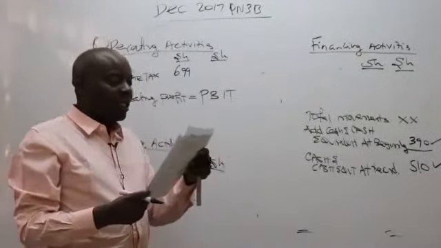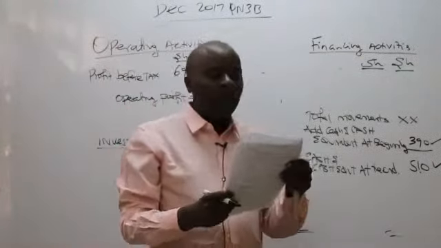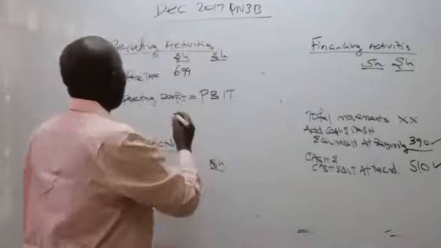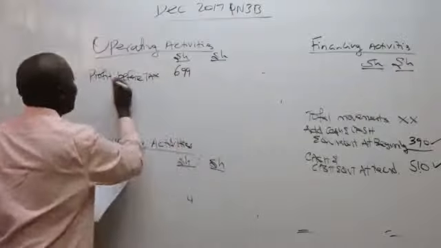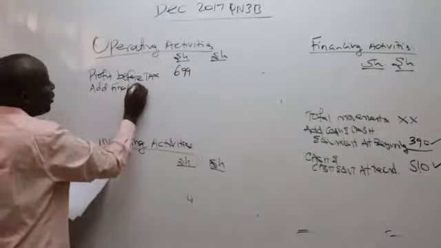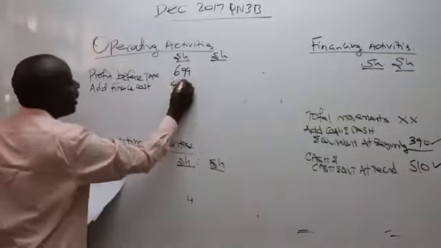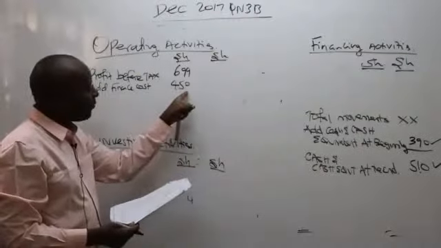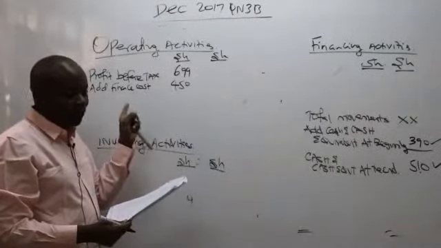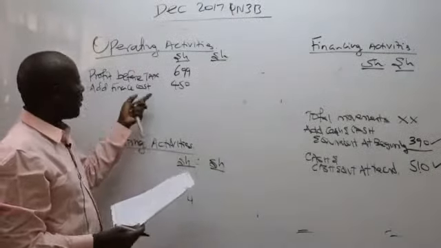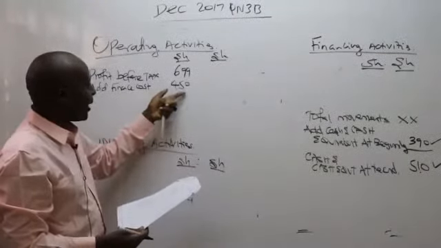If you look at the income statement, they have given us the finance what? They have given us the finance cost. So come here and add the finance cost here. The finance cost they are telling me here is 450. If you wish, you can go ahead and add it to give us what we call profit before interest and tax, if you wish. But the good thing is you can leave it like that, to add the finance cost.